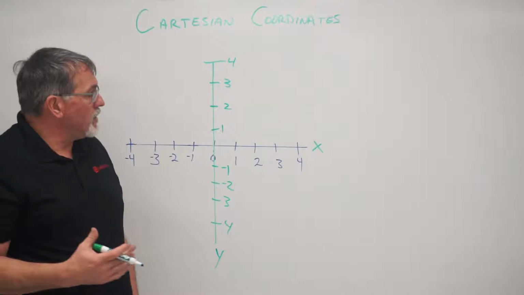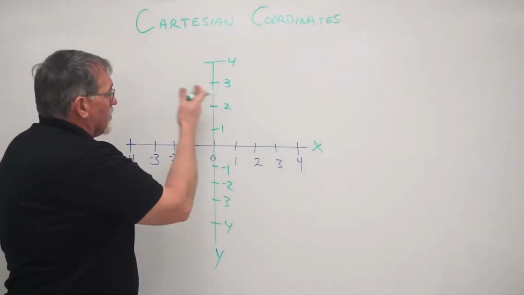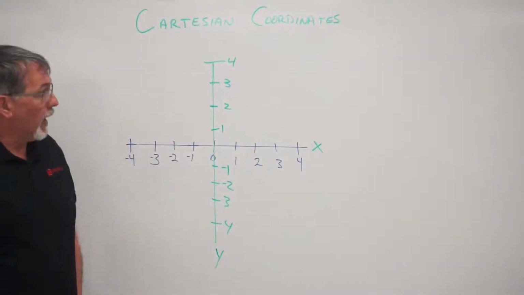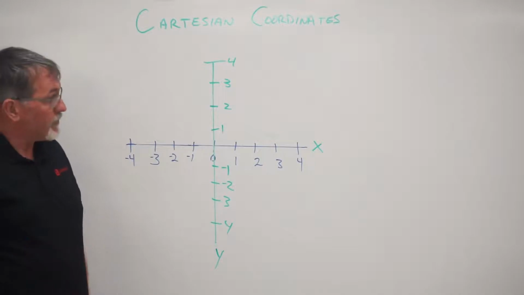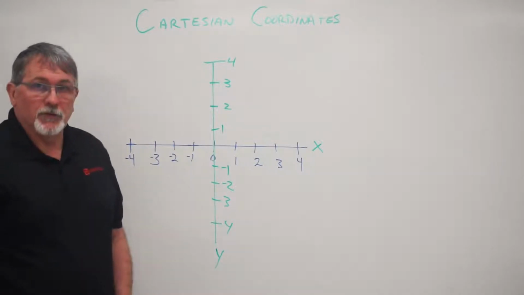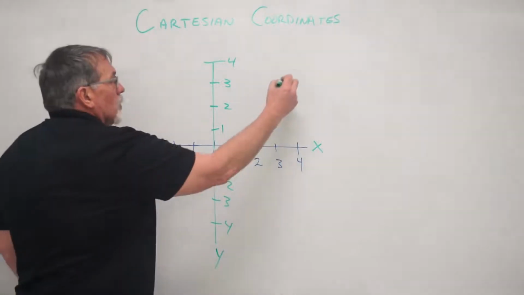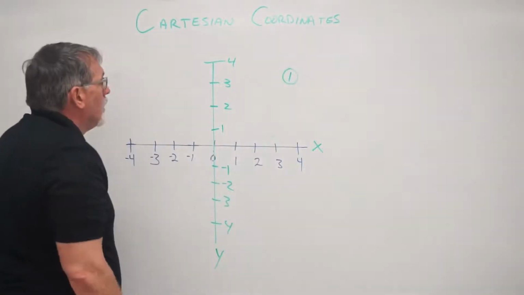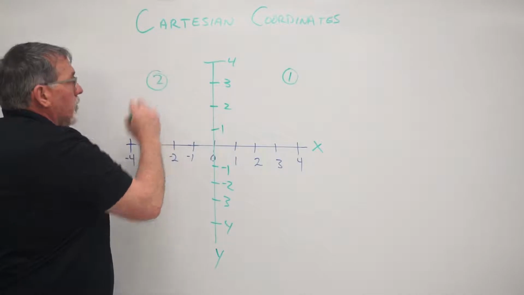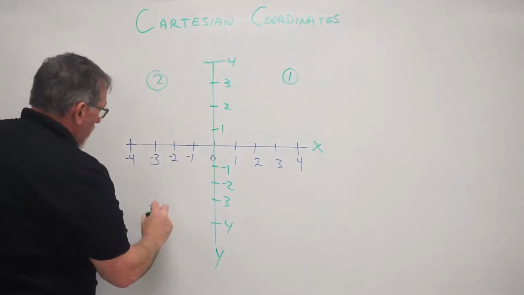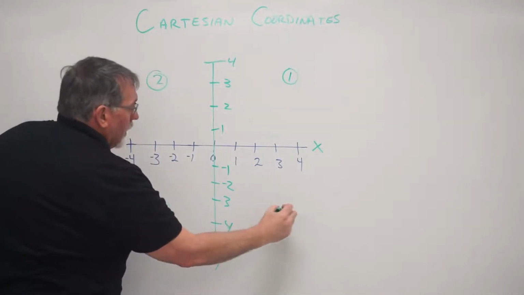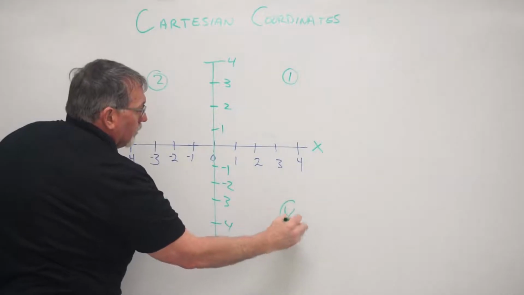These, you'll notice, are also broken into 4 separate quadrants, or 4 separate quarters. And we have numbers for those in our CNC machine programming. So this is known as quadrant number 1. This is quadrant number 2. This is quadrant number 3. And this is quadrant number 4.